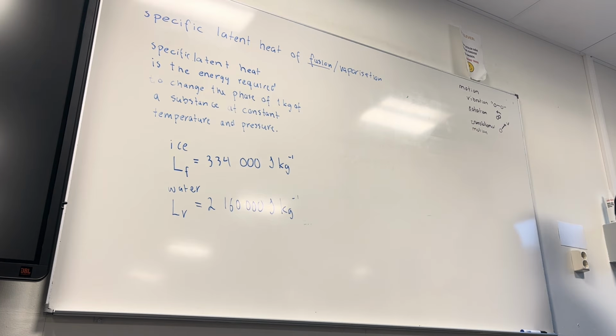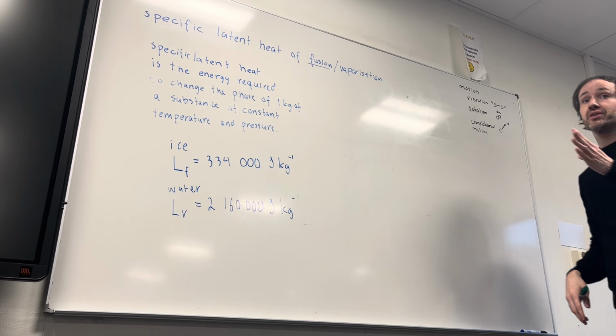So from ice to water at 0 degrees Celsius, that amount of energy is required. It's a lot of joules. Is that constant if we have the same mass of a different substance? No, so this is per kilogram, right?